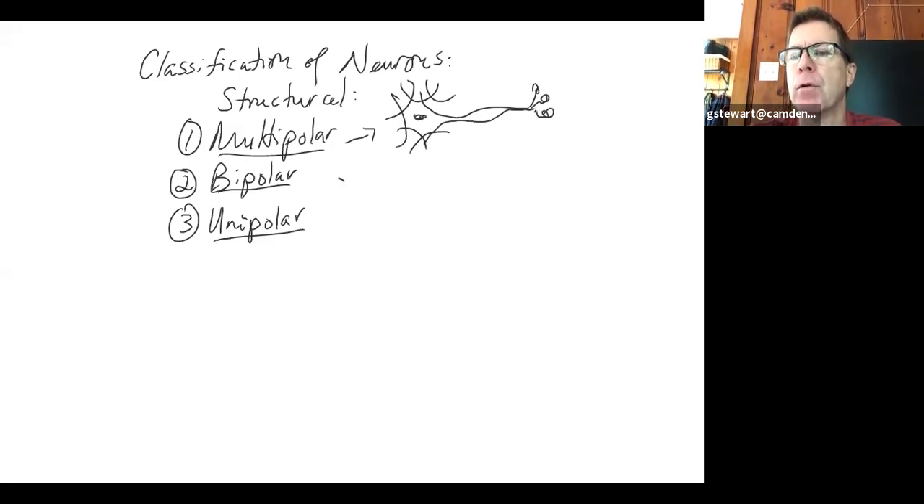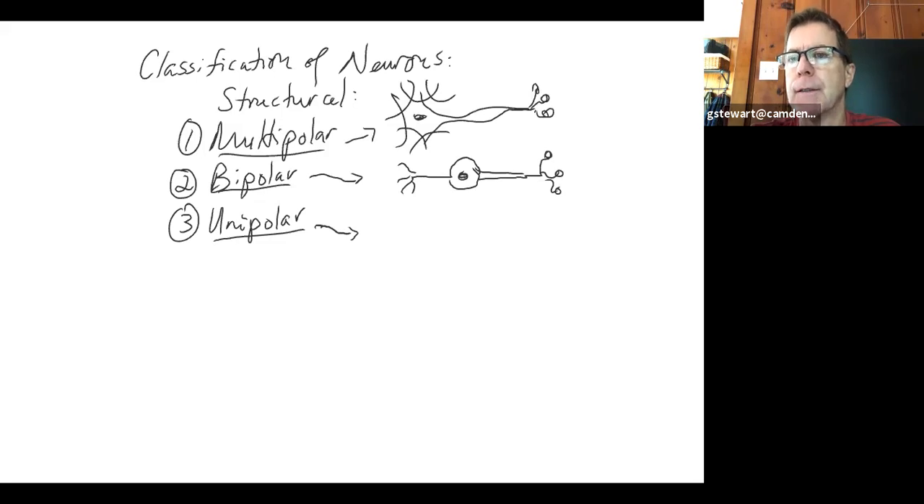A bipolar neuron is defined as having 2 total processes, 1 dendrite and 1 axon. It would look like this. Here's the dendritic end. Here's the cell body, nucleus, and here's the axon. That's a bipolar neuron. A unipolar neuron looks like a bipolar neuron, but it isn't.